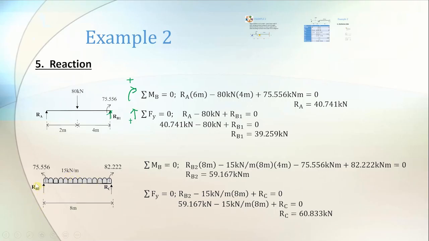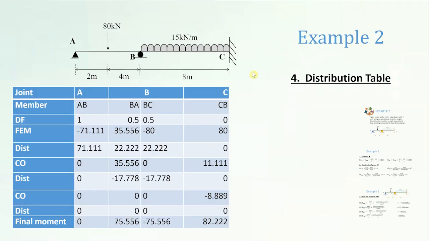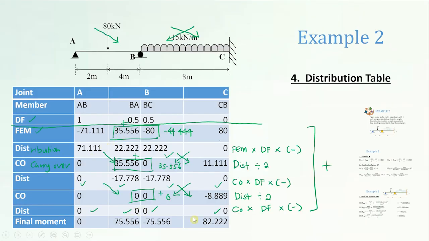And then rename based on the support there. So I put RB2 and RC, and also I fill in this thing. I have the value of moment at BC, negative 75.556, and moment at CB, which is 82.222. So negative 75.556 is counterclockwise because it is negative, and 82.222 is positive, so it is clockwise.